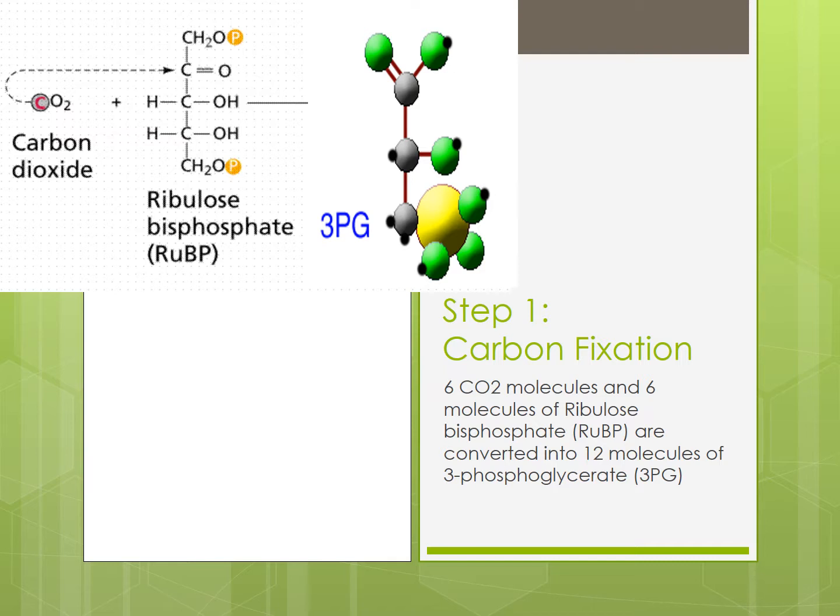You don't need to know about 3PG. But you do need to understand that you're taking carbon dioxide and attaching it to RUBP. That process is not easy. In order to make that process happen faster, what do you need? An enzyme. So you're going to use an enzyme to attach CO2 to RUBP.